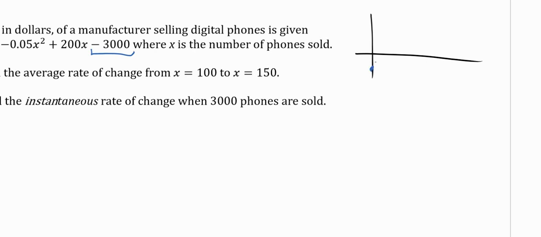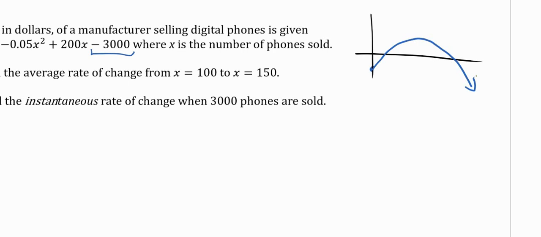And then it opens downwards because it's got a negative a value. And I don't know, in fact, do I know for sure that it'll cross the x-axis and go above? Maybe not just by inspection, but I've graphed this before, so I know that it does go into positive profits. But what does this graph mean?